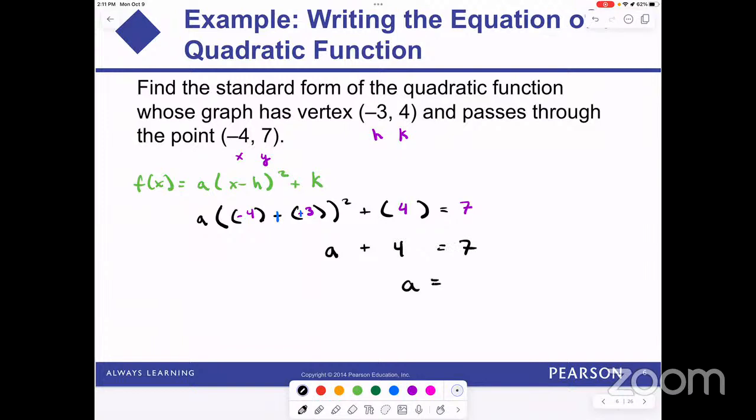Okay. So then our function in standard form should be 3 times x minus our h. So minus a -3, we're going to write that as x plus 3 squared plus 4.